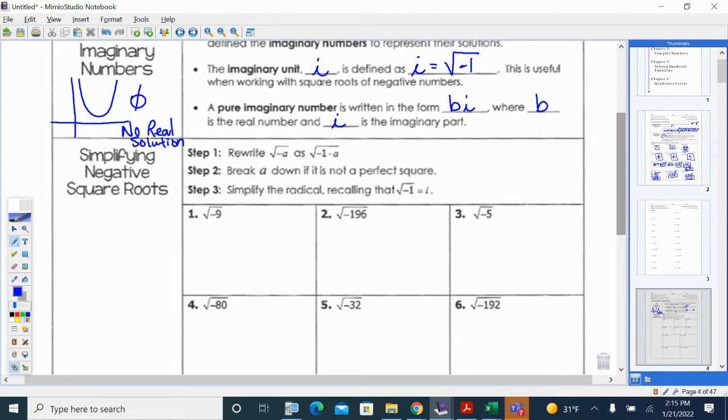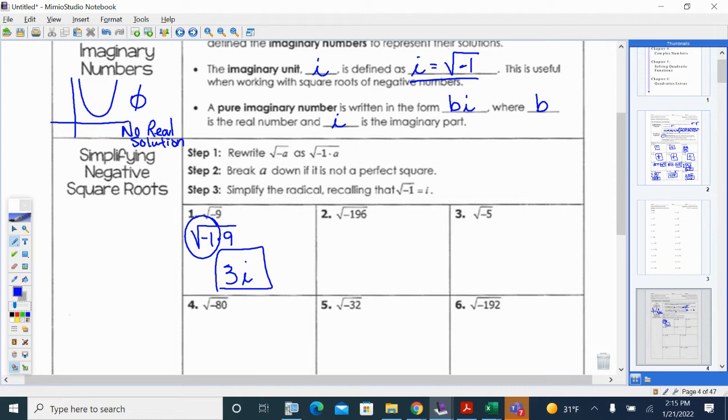So example number 1 says the square root of negative 9. Now 9, positive 9, is a perfect square. Negative 9 is not. So what I'm going to do is rewrite this as the square root of negative 1 times 9. Now, you know that 9 is a perfect square. The square root of 9 is 3. And that leaves us with the square root of negative 1. Well, we just defined the square root of negative 1 as i. So this reduces to 3i.